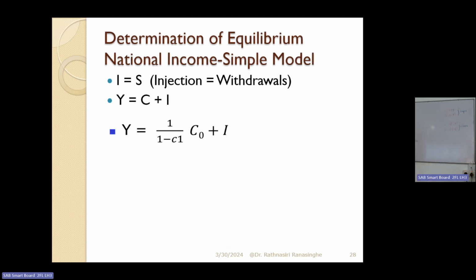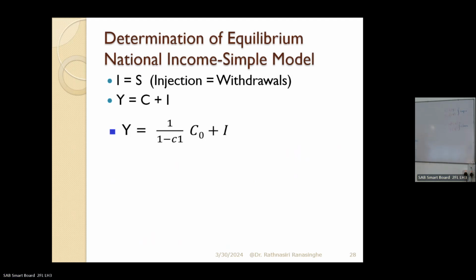So we can write equilibrium in terms of Y. We can take 1 minus C1 to the other side, into autonomous expenditure, that means C0 plus I0. So this is the equilibrium equation, right? Y equals 1 over 1 minus C1 into autonomous expenditure. Now here you see 1 over 1 minus C1. What is that? That is called multiplier, no?